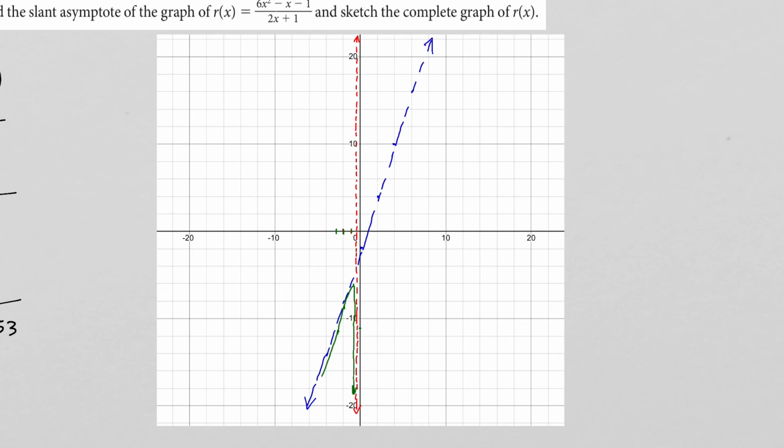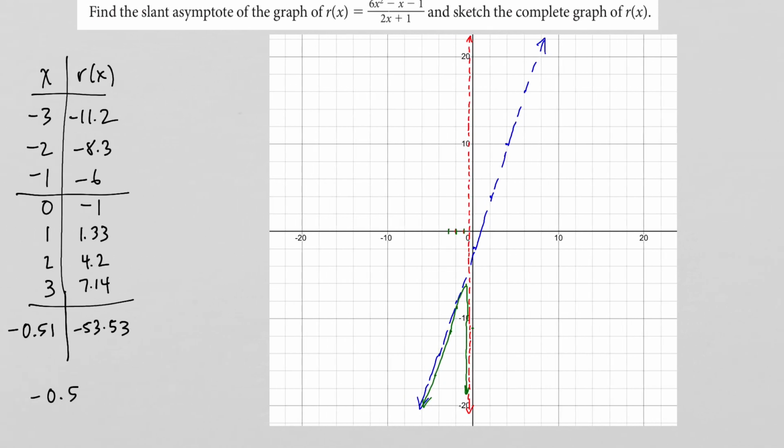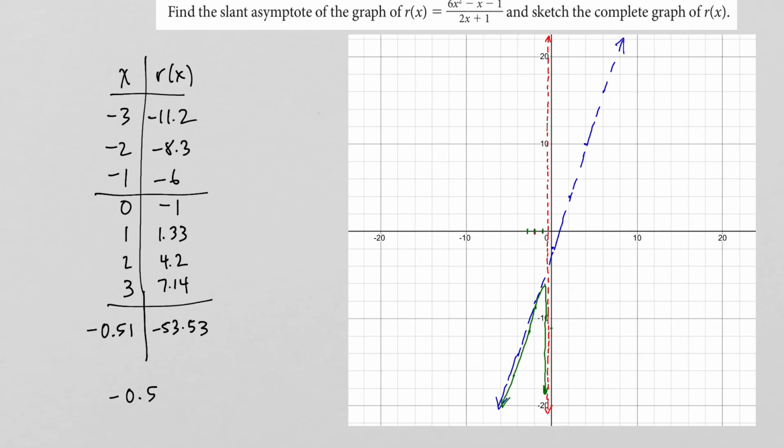Now, what I really want to focus on is as you plug in larger and larger negative values, the graph here is going to get closer and closer to this slant asymptote. So it's going to look kind of like this. Okay, now let's graph the numbers on the other side.